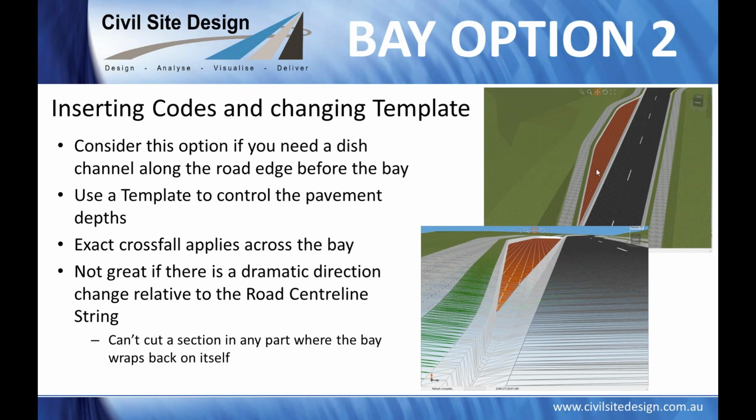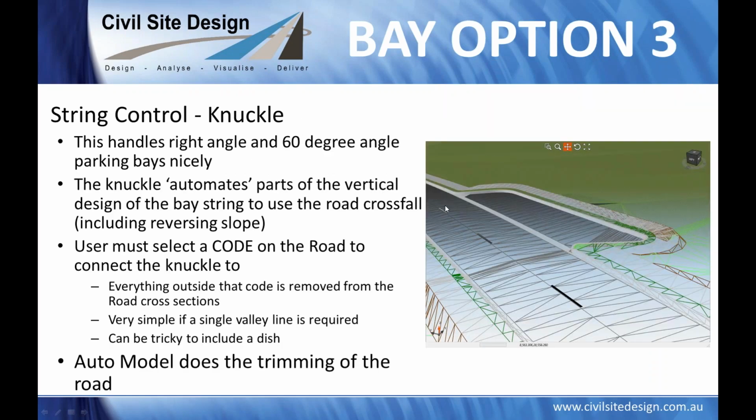This method also blends really nicely for independently designing the bay itself as a string, in which case you can independently grade it vertically. But it's based on cross sections hanging off just the one main road center line. Now we move into what option 3 would look like.